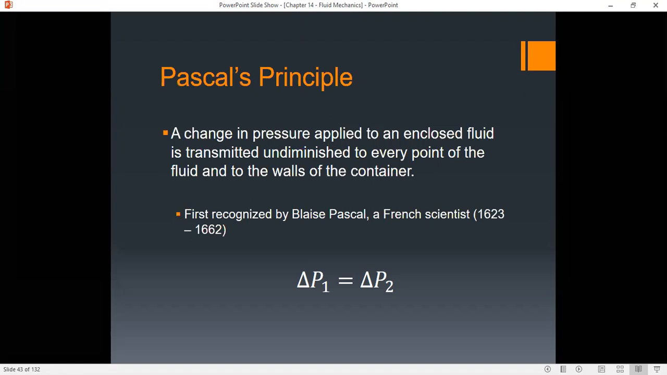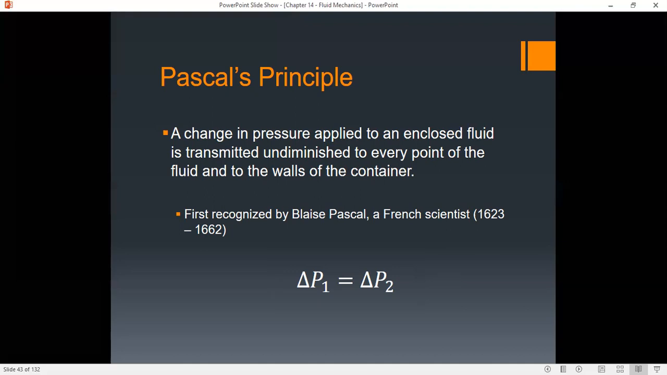But any change in pressure will be transmitted throughout the fluid undiminished, which means if I add 2 pascals of pressure to the top of the fluid, the bottom of the fluid, which is higher anyway, will receive an additional 2. So that's this equation right here. What I do to one part of the fluid, I change the other part of the fluid.